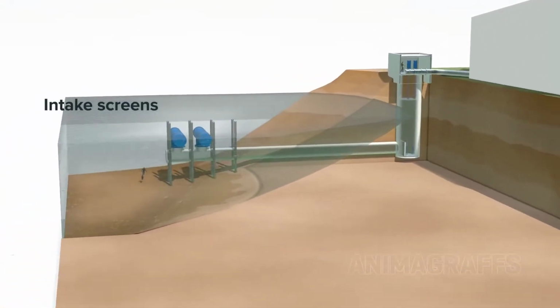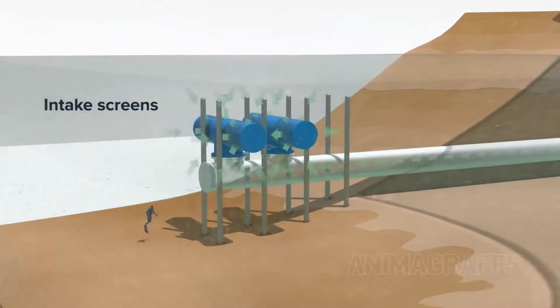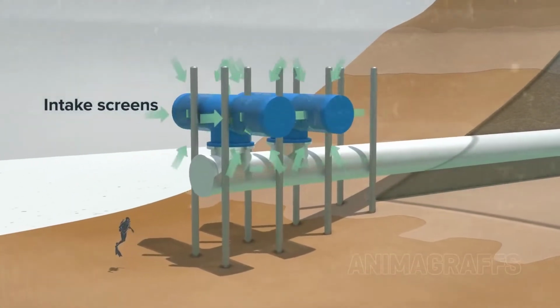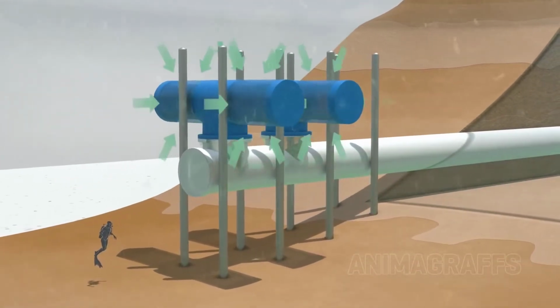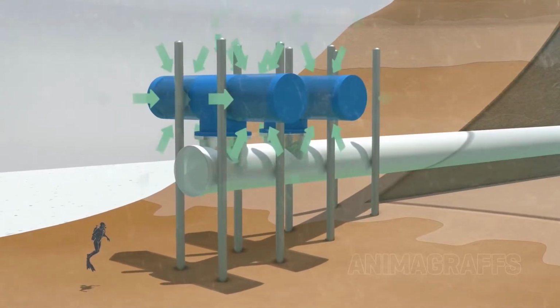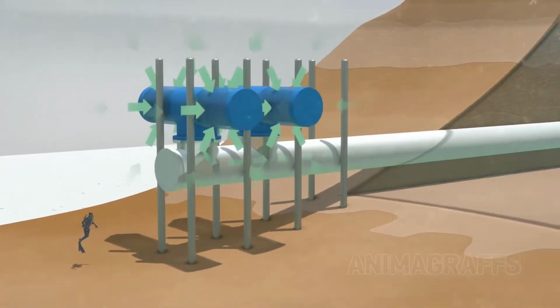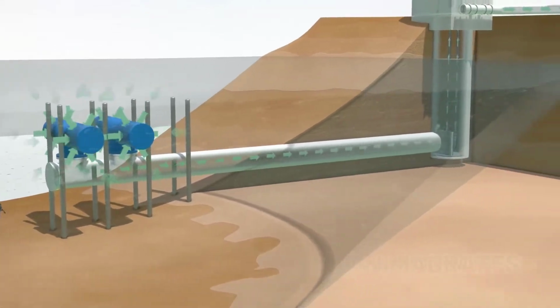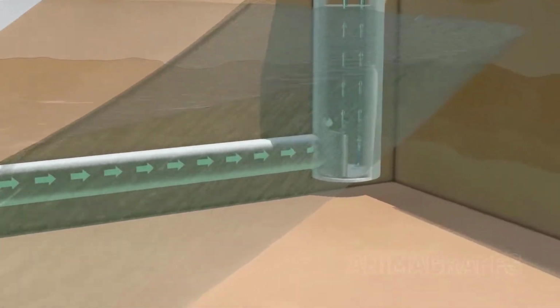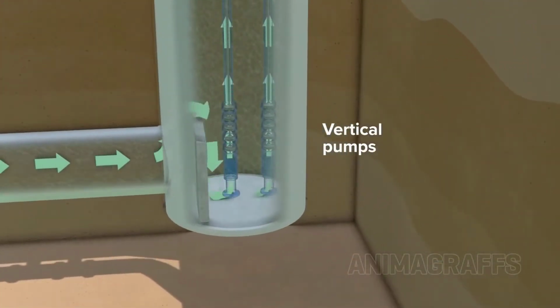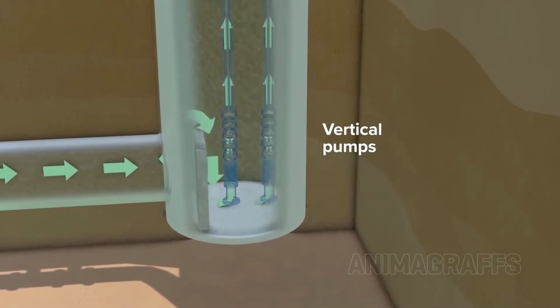Cylindrical intake screens are placed in a reservoir in such a way to best avoid ingesting silt from the reservoir bottom or floating material from the surface. A lift house with vertical pumps draws water from a well and into the treatment plant.